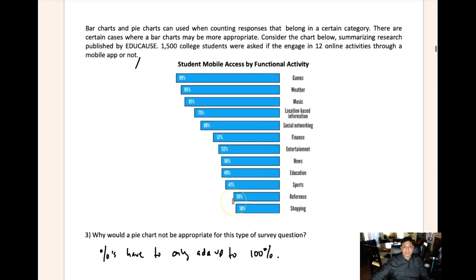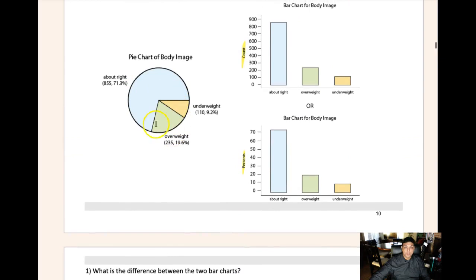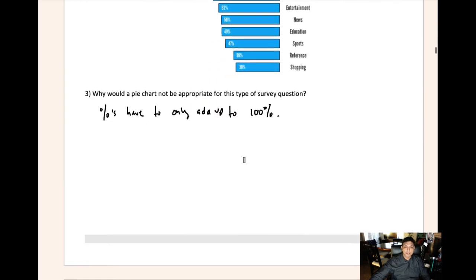You wouldn't use a pie chart in this case because a pie chart has to add up to 100% only. Notice here, students are in multiple categories, where in a pie chart, you only belong to one category. Here you can belong to multiple categories. That's part one.